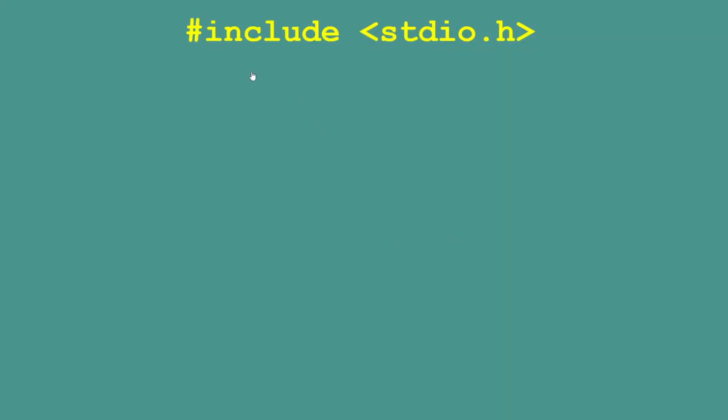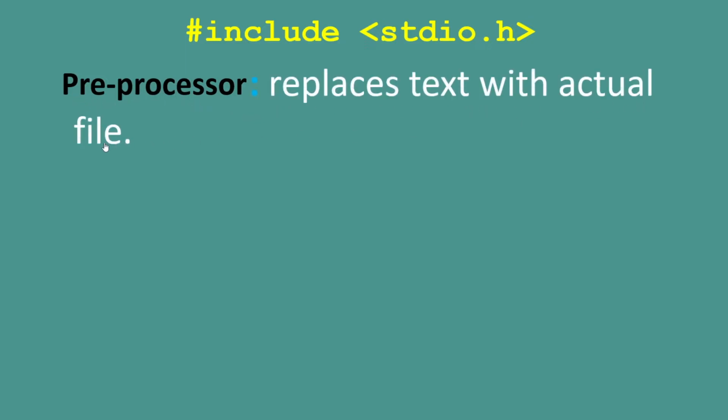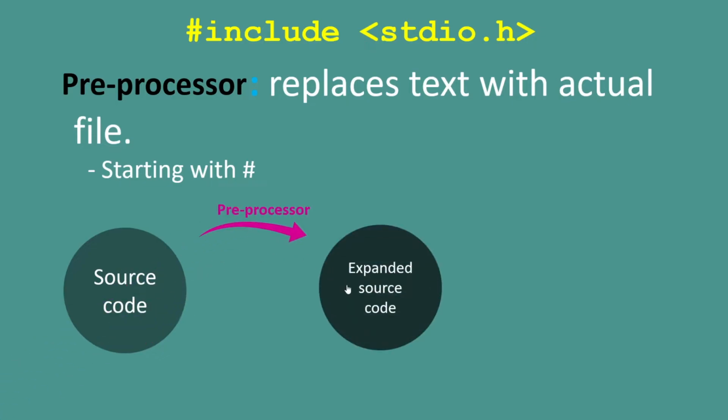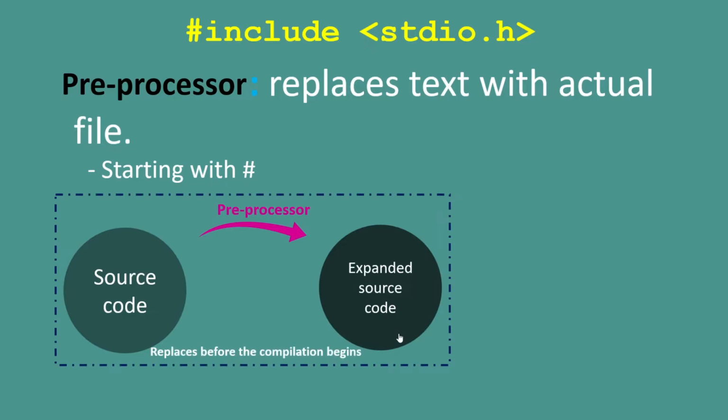Now, what is a preprocessor? The job of a preprocessor is to replace the textual content with the actual file, and a preprocessor directive always starts with the hash symbol. We simply write hash include stdio.h in our program, but the preprocessor actually replaces this line with the actual file. Previously we had the source code, the code we write in our IDE or text editor, and the preprocessor converts this line into the actual file. After converting the text to the actual file, it is known as expanded source code. This obviously increases the length of the program, because here we have one line of text, but the preprocessor replaces this text with the actual file. So this is why it is known as expanded source code. And all this work is completed before the compilation process begins.